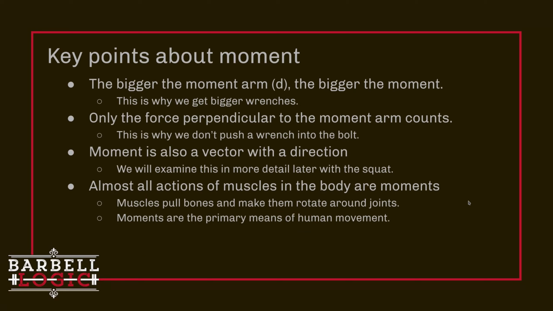Some key points about moment. The bigger the moment arm, the bigger the moment. This is why we go to get bigger wrenches. Only the force perpendicular to the moment arm counts. That's the only force that actually rotates the thing. If you push a wrench onto the bolt, you don't rotate it. Moment is also a vector with a direction. We'll look at that more next week when we talk about the squat in more detail. And almost all actions of muscles in the body are moments. Muscles pull bones and make them rotate around joints. Moments are the primary means of human movement.